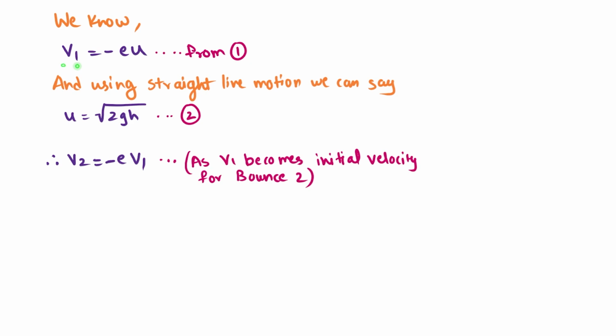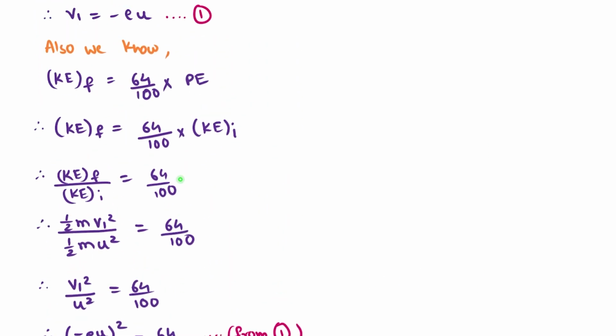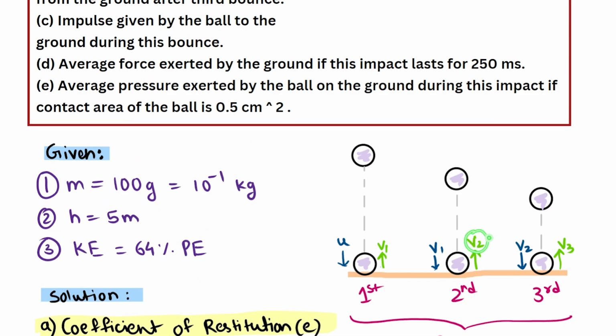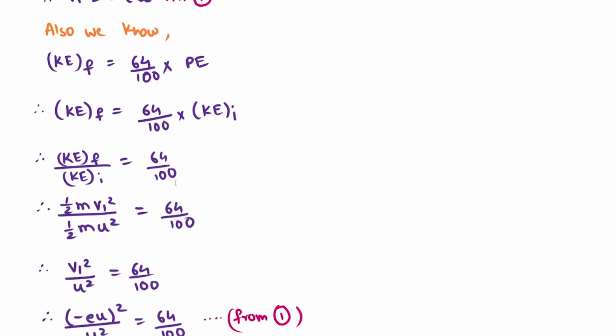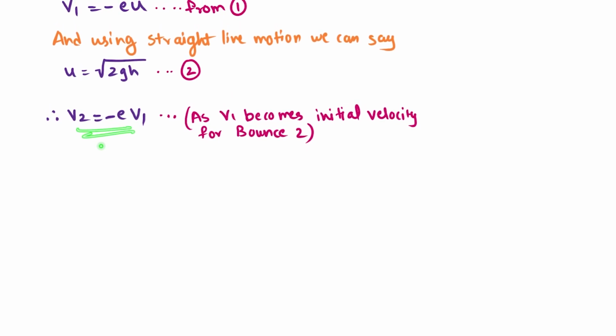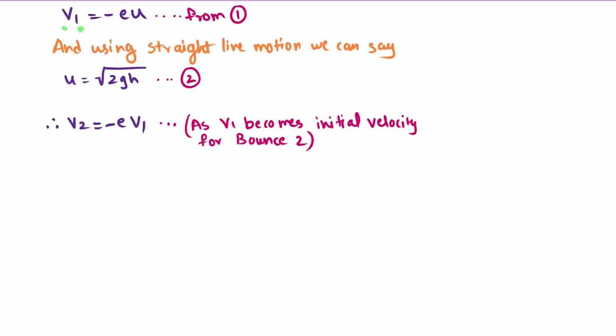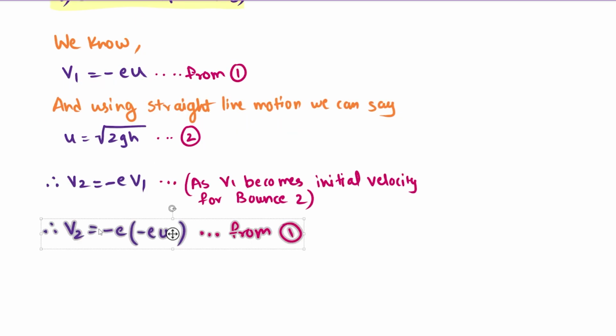And now, as we said, v1 is equal to minus e into u, because e was given as minus of v1 upon u, where v1 was the speed of separation and u was the speed of approach. Similarly, for the second bounce, the speed of separation would be v2 and the speed of approach would be v1. So we can say e is equal to minus v2 upon v1. Hence, I can say v2 is also equal to minus e into v1. Now, if we substitute the value of v1 here, we get a new expression for v2 as minus e into minus e into u. So if we were to further calculate, we get v2 is equal to e square into u.